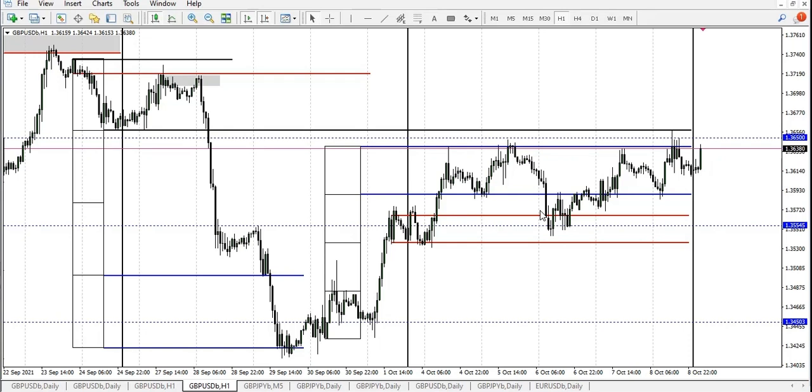I have to look at what's happening. Did it break the high and continue? Did it trade up to the high and then retrace? Something. I need more data. So that's how I determine my bias.